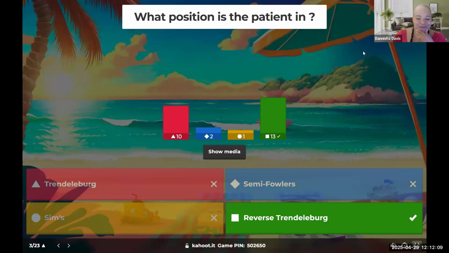Reverse Trendelenburg. Trendelenburg, the feet are up. Reverse, the head is up.